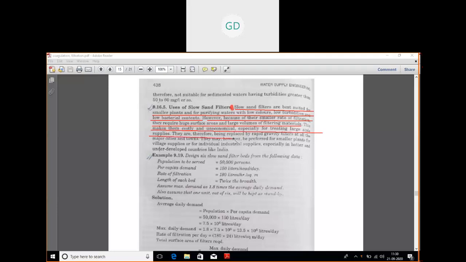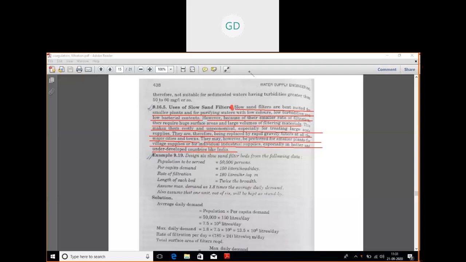They are therefore being replaced by rapid gravity filters at all the major cities and towns. They may, however, be preferred for smaller plants, for village supplies, or for individual industrial supplies, especially in hotter and underdeveloped countries like India. So if it comes up, like what are the uses of slow sand filters, you can write all this.